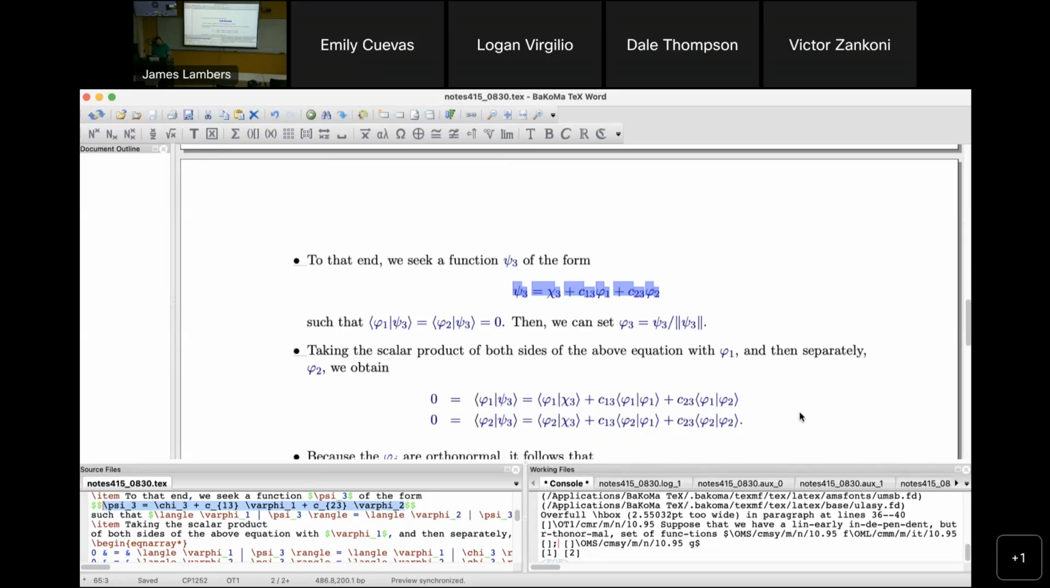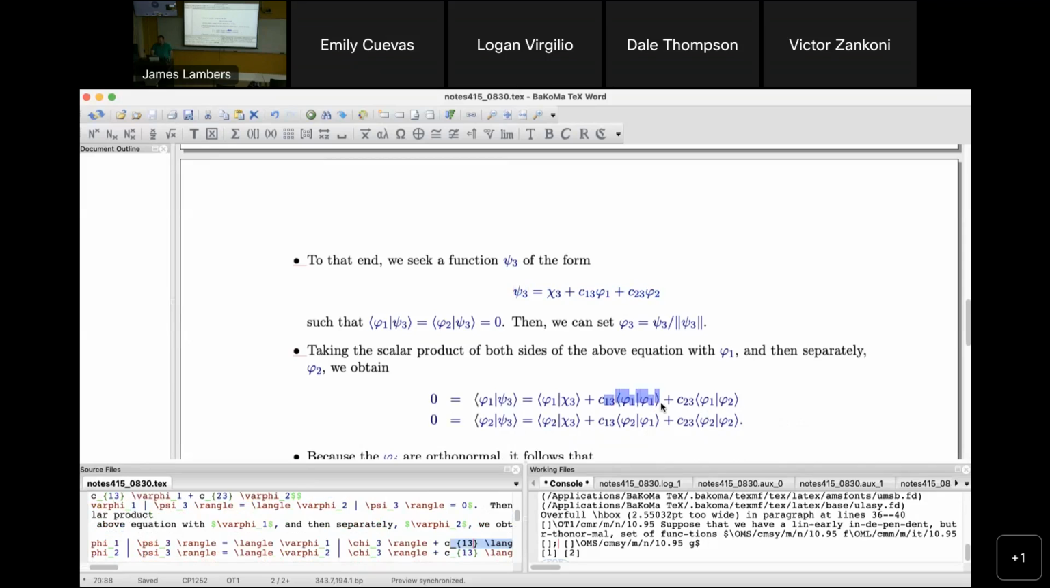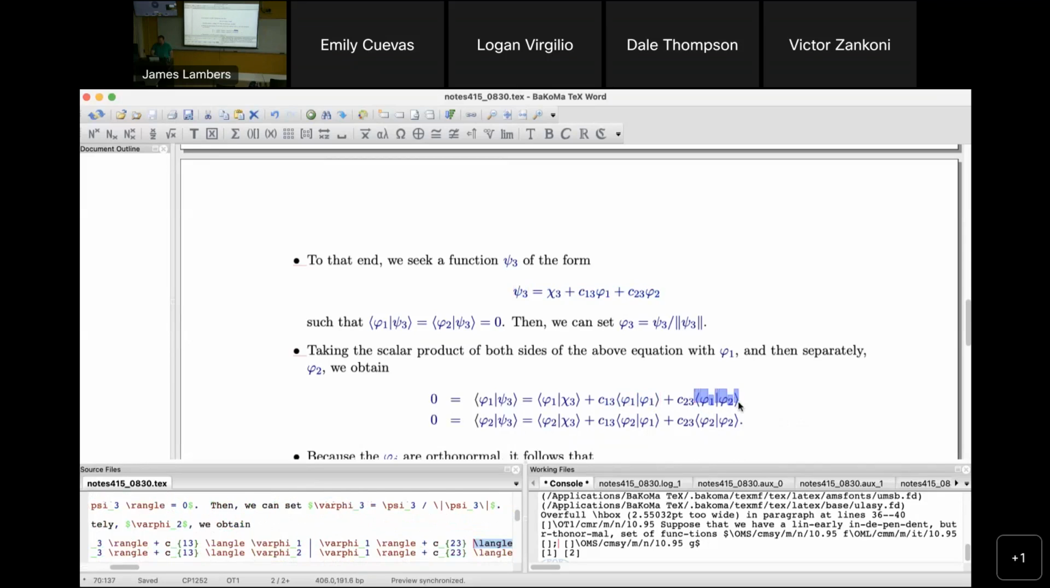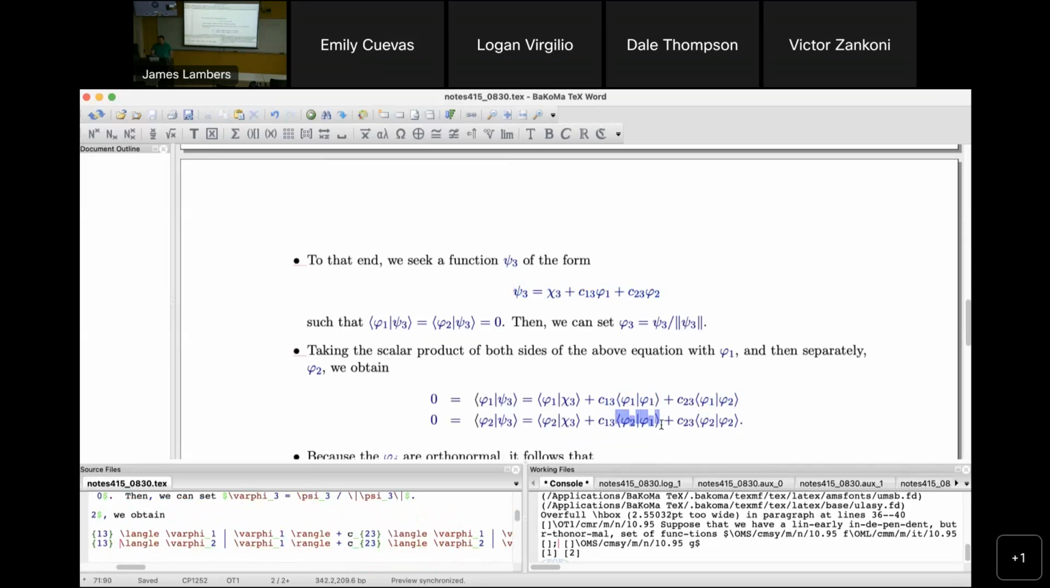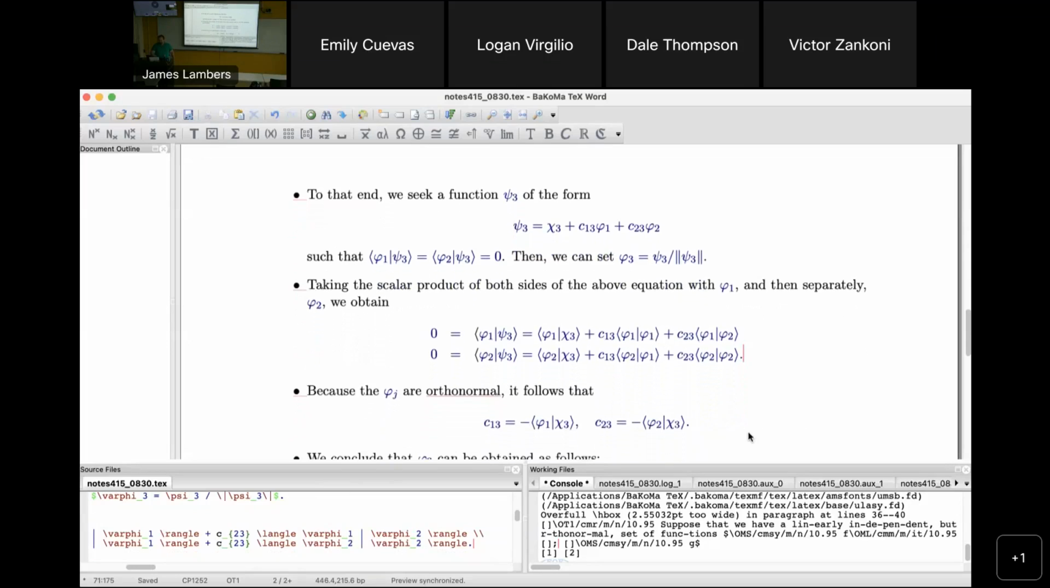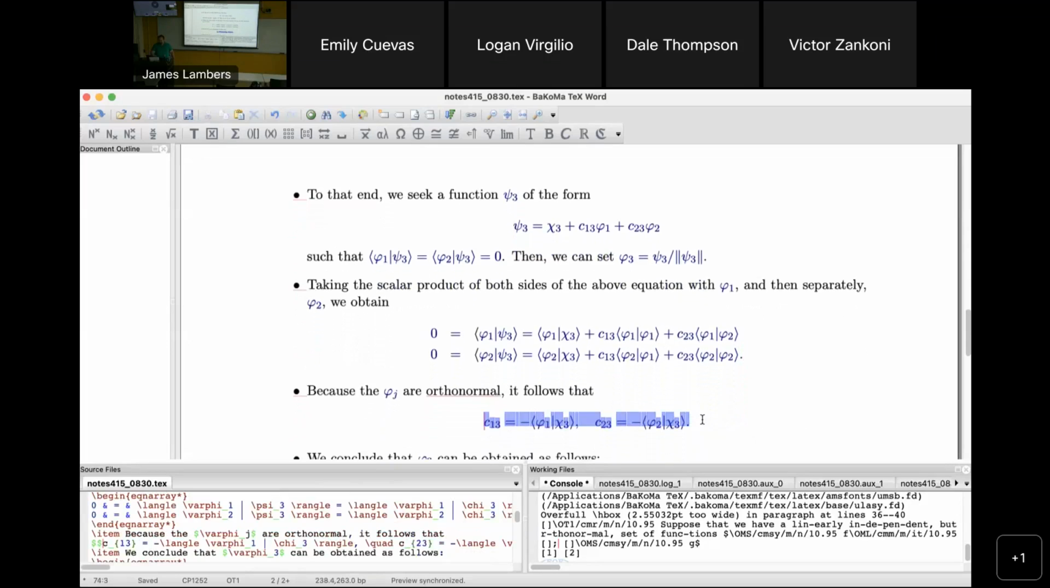Here I use the fact that phi1 and phi2 form an orthonormal set. This scalar product is 1. This one is 0. This one is 0. And this one is 1. So the first equation is going to allow me to solve for C1 free. The second equation gives me an expression for C2 free, and here are those expressions here.